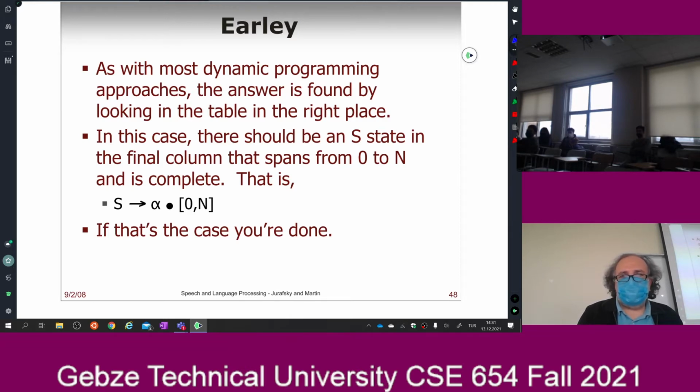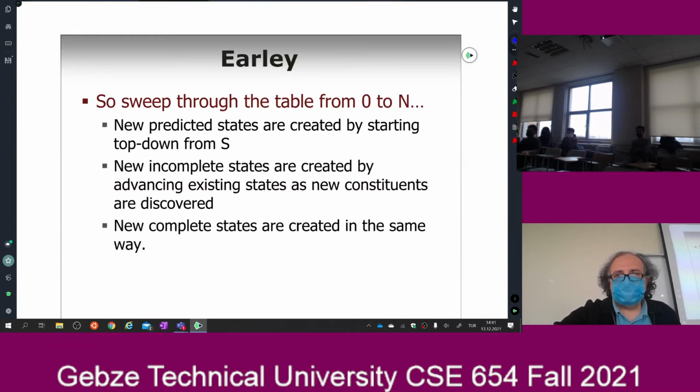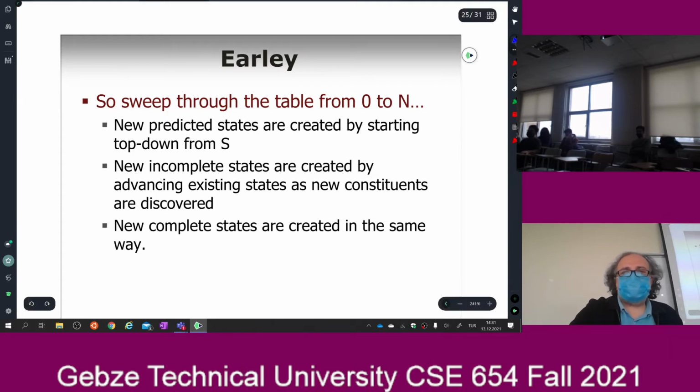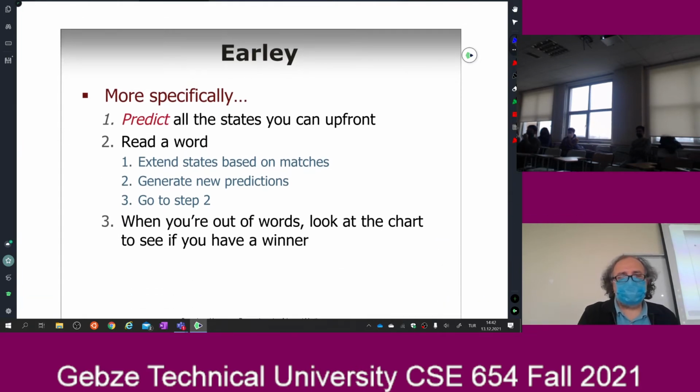We have a table of length 0 to n plus 1, and we are going to fill in that table. Let's look at the algorithm itself. Go through the table from 0 to n. New predicted states are created by starting top down from S, and new incomplete states are created. I am predicting this. When I complete something, I say that I completed them. So this is kind of the algorithm.